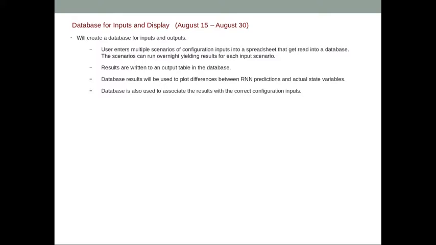Once all the results are there, we'll be able to once again take them from the database and make plots of the results, and the plots will be the difference between the RNN predictions and the actual state variables. We'll also be able to use the database to associate particular results with the inputs that created those results.